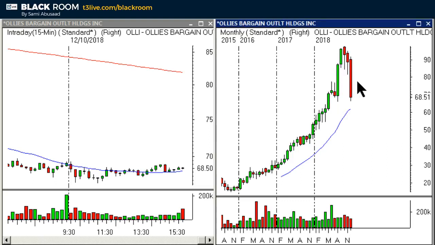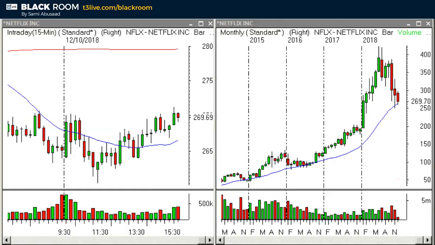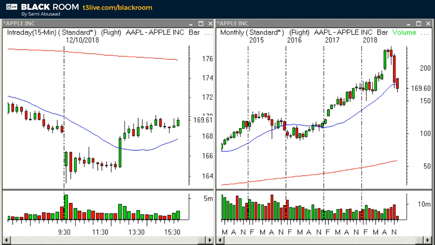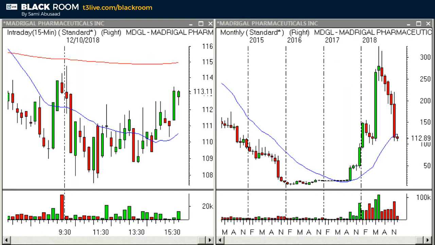What else? Ollie just recently topped out. It happened through a gap though, so I wasn't able to catch it. LOXO, right? You get the point. Even Netflix went climactic. NFLX, right? Even Apple went a little bit climactic. MDGL, right? Look at that climactic pop, and then the stock dropped $200. This was also a call, but I got shaken out.